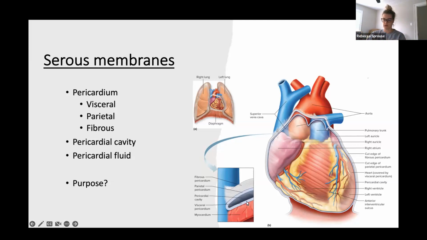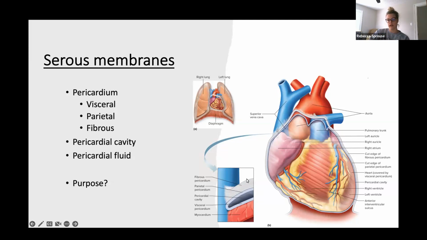So here's your visceral pericardium, visceral serous membrane. And then it kind of infolds on itself and makes a double layer here. And this one would be the parietal pericardium. Okay, and the easiest way to think about this folding is like if you're wearing a tall sock and you roll it down to about half. That would be that infolding on itself. So visceral is going to be closest to the heart tissue itself. Parietal is going to be the outer one.